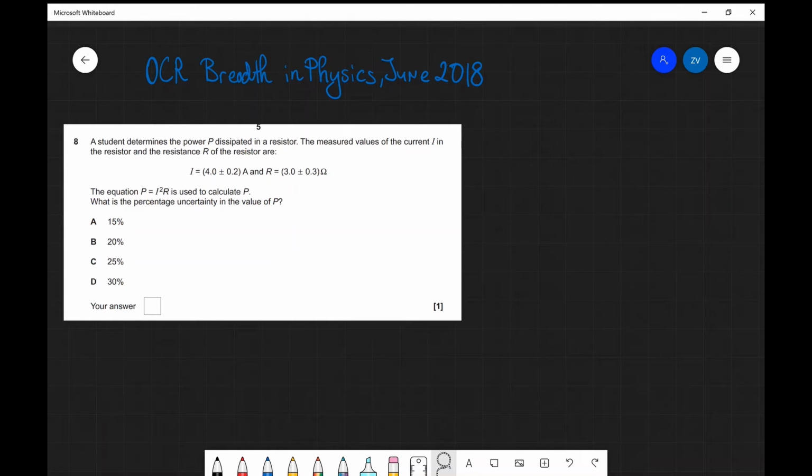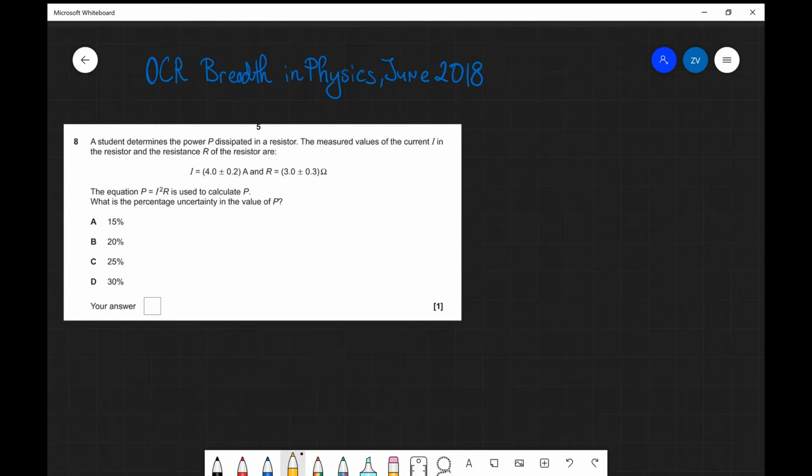And moving on to question number 8, we've got a student trying to determine the power P in a resistor. The measured values in the current and the resistance are given. We've been given the equation P is equal to I squared multiplied by R used to calculate P. What is the percentage uncertainty in the value of P?